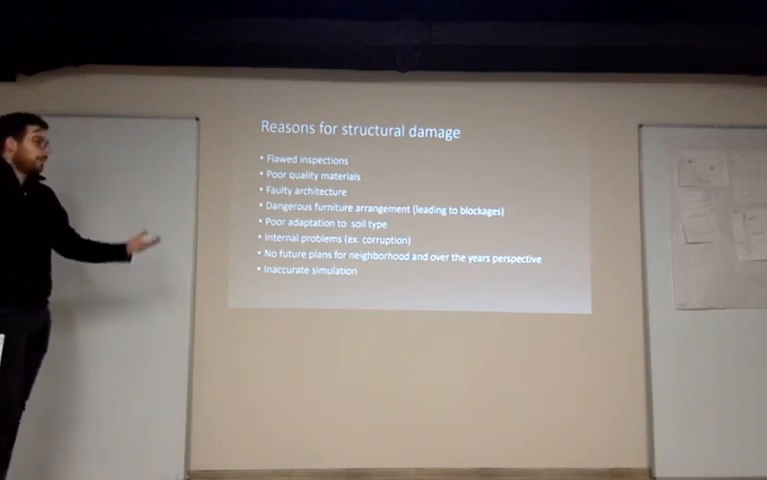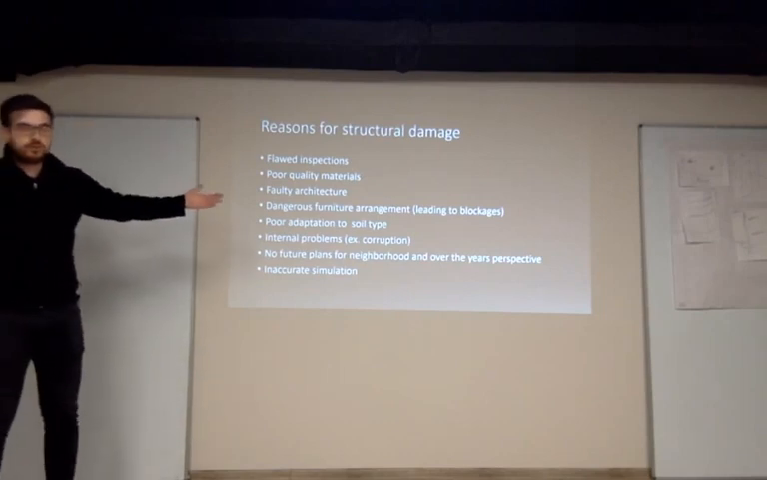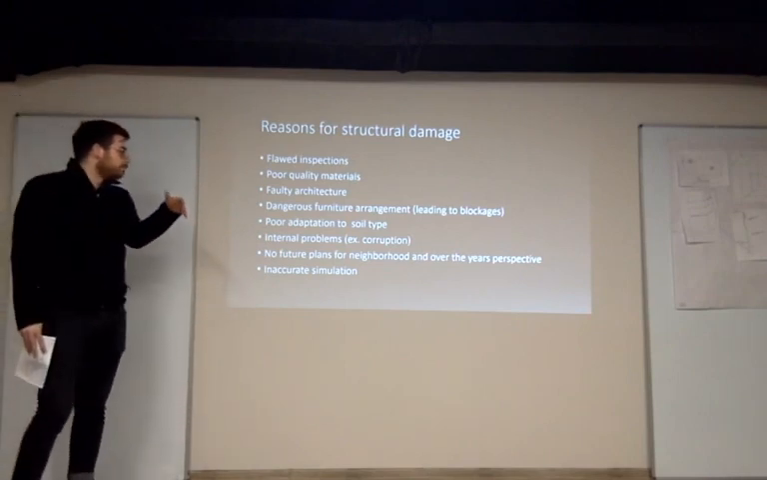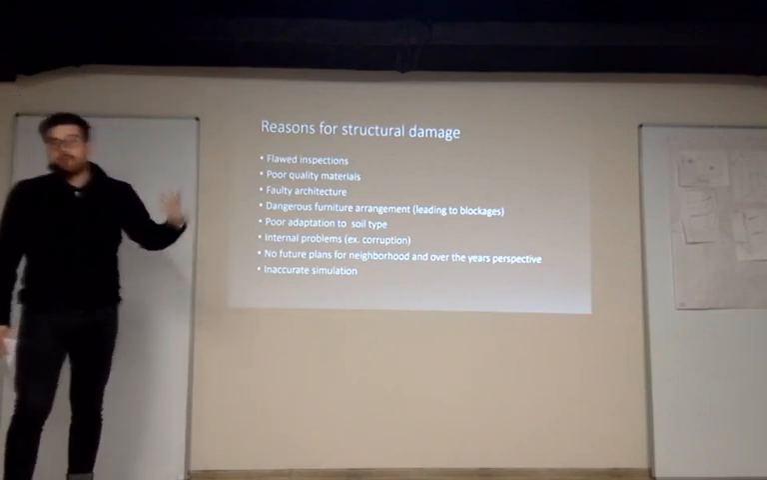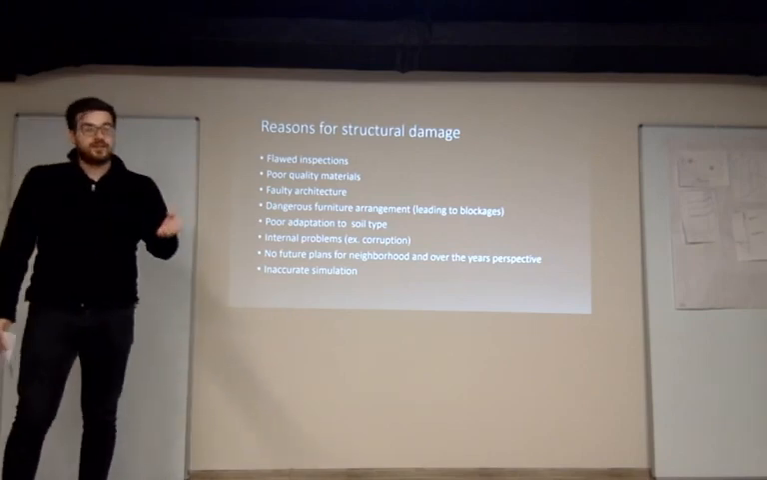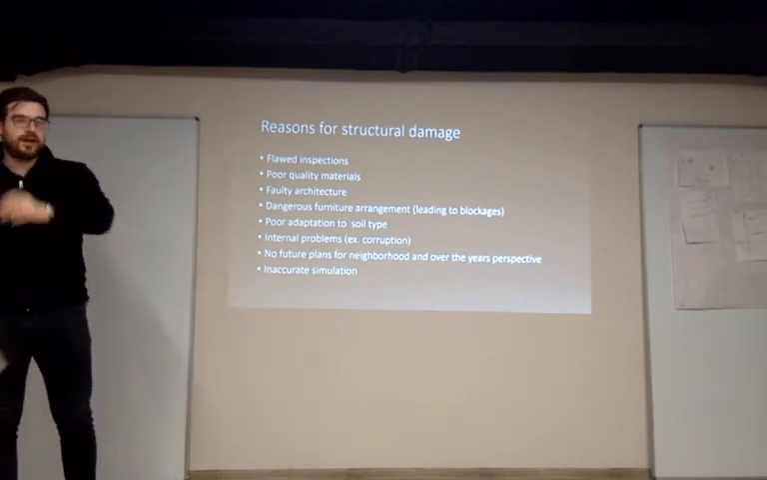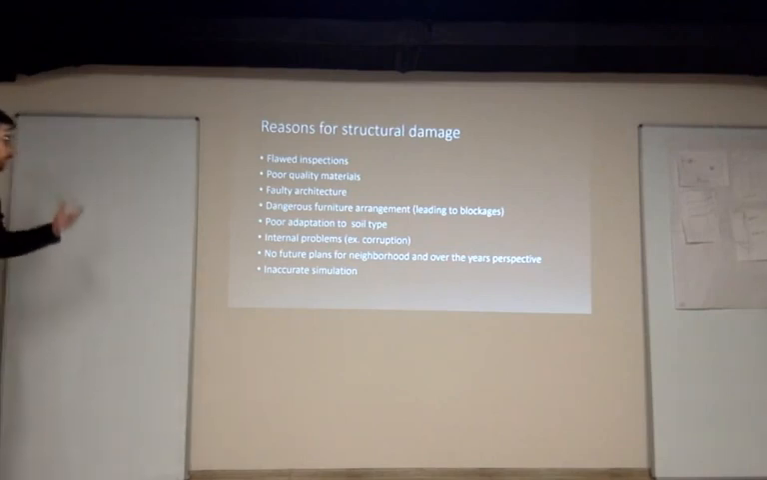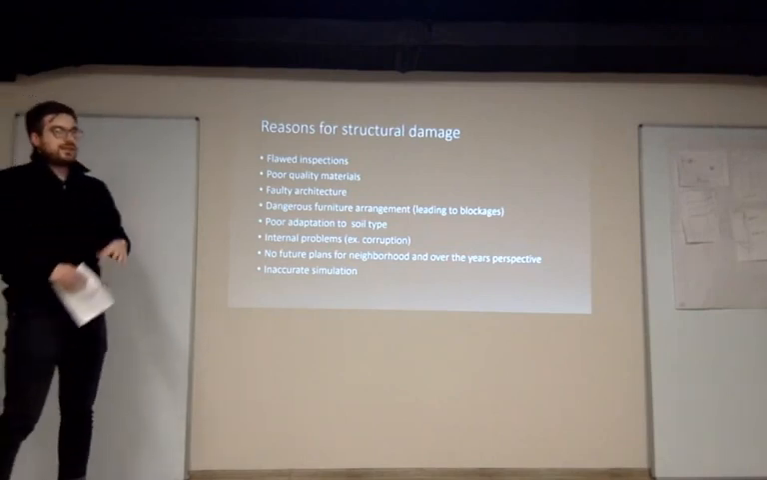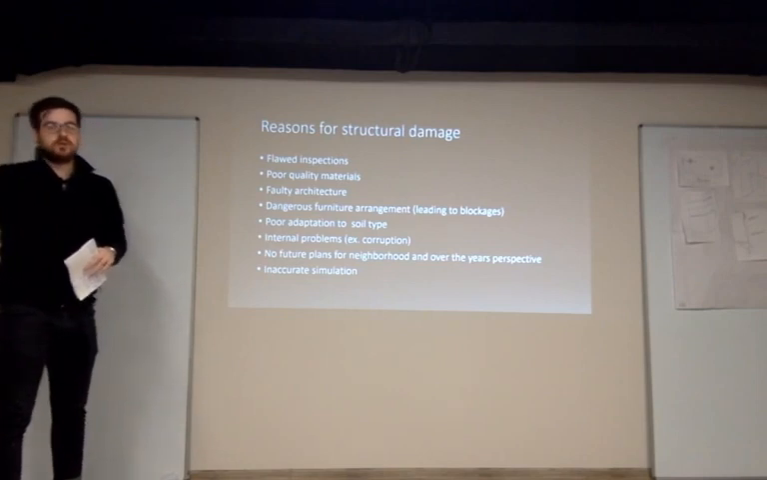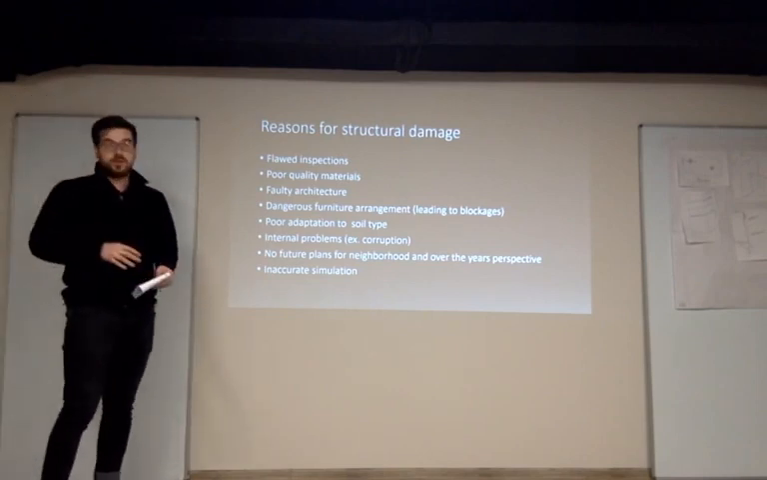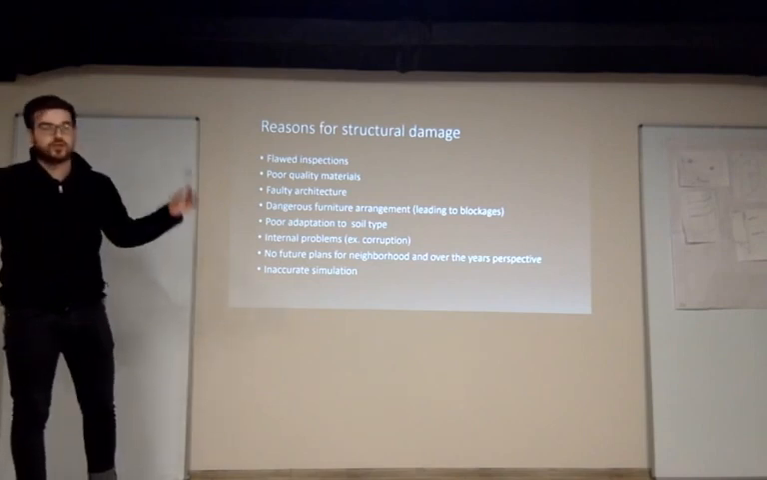Another problem, in Turkey and in this part of the world actually, is internal problems like corruption. Because you know how it happens, a brick goes through the door and only half of it stays in the building. And furthermore, we don't have a perspective to the future. We build and we think, but we don't have the bigger picture.